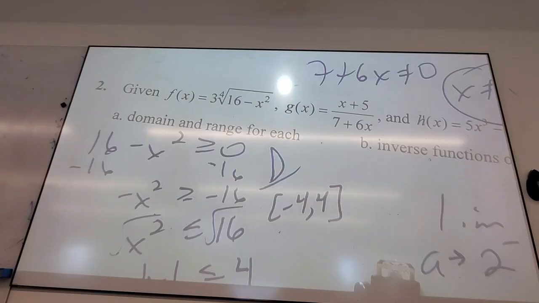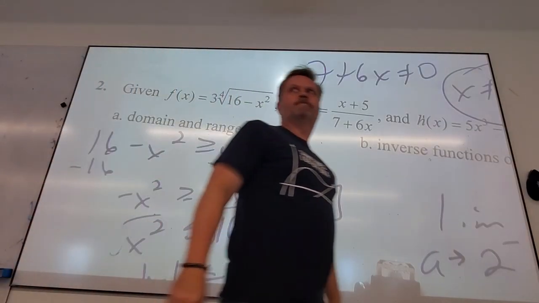Brackets, because I actually get those values. If I put a 4 in, I get 0. If I put a 0 in, I get 6. So those are brackets. What would be the range for g of x?